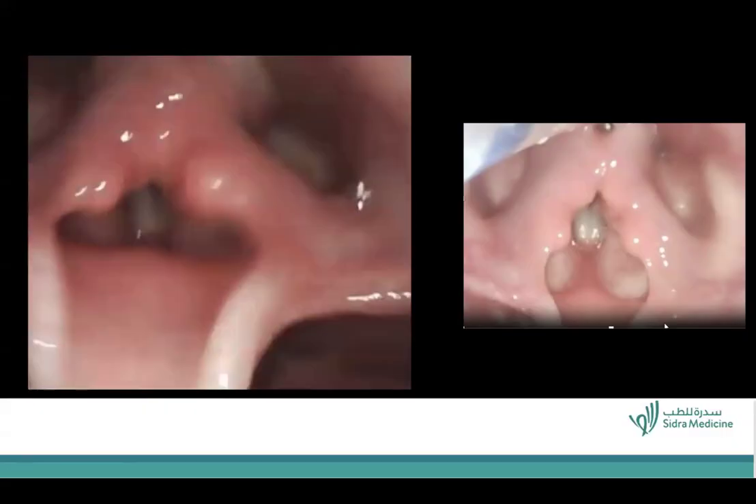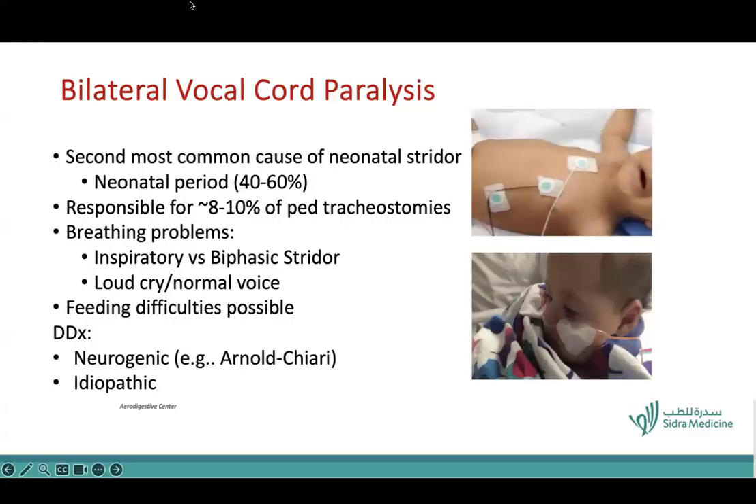But Priyanshi, good job in identifying that the vocal cords may have some issue. And as I mentioned, this is the second most common cause of neonatal stridor. It's responsible for roughly about a tenth of pediatric tracheostomies. You could have inspiratory or biphasic stridor in these kids. And usually, when you're thinking about differential diagnosis, you need to scan the posterior fossa of the brain to rule out an Arnold-Chiari malformation, but most of these are idiopathic.